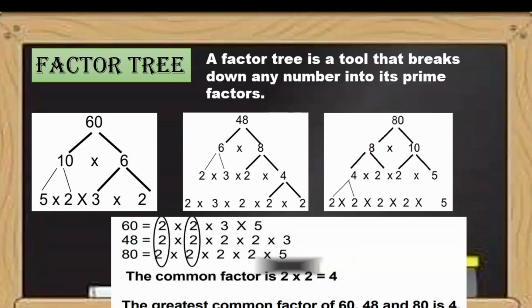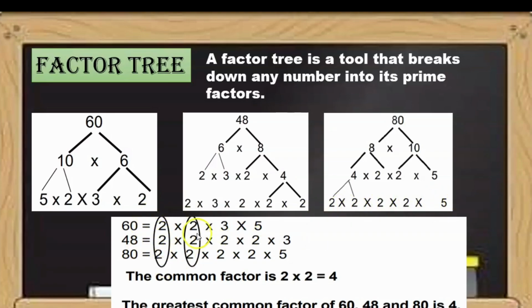Next step, sulat na natin yung mga factors nila. Simulan natin sa pinakabababa. We have 2, 3, and 5. And then, for 48 naman, 2, 2, and then yung 3. Ganon din sa 80. Factors of 80.